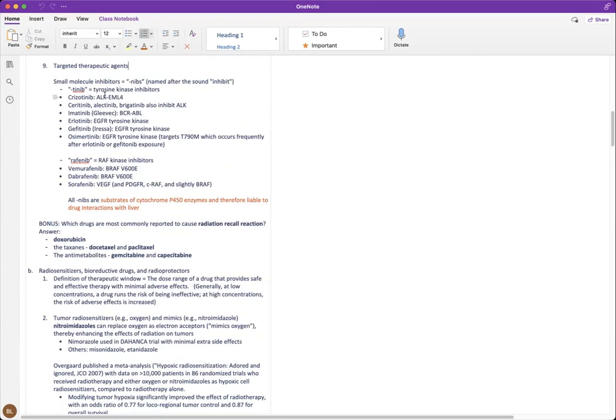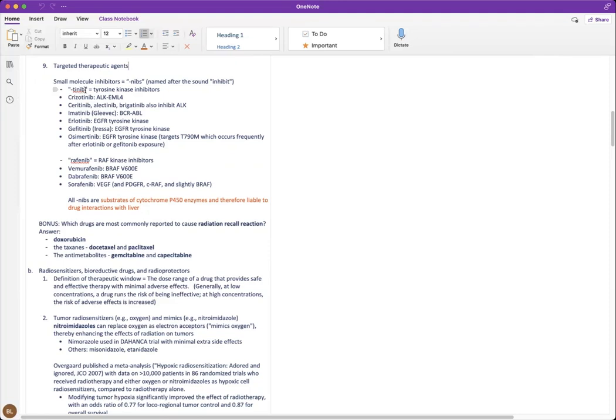So, okay, here's where I put some of the stuff. Anything that ends in nibs is a small molecular inhibitor. They came up with that because it sounds like inhibit.